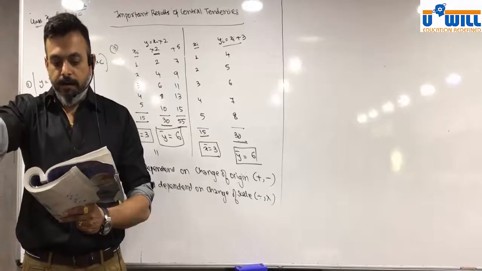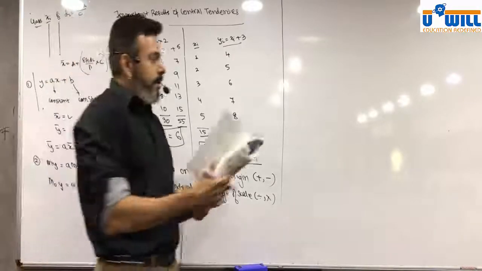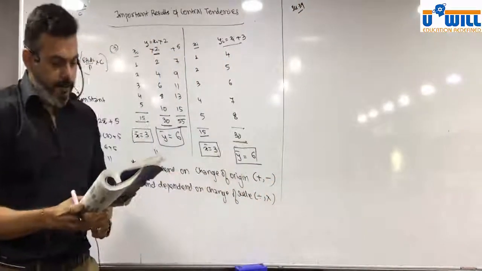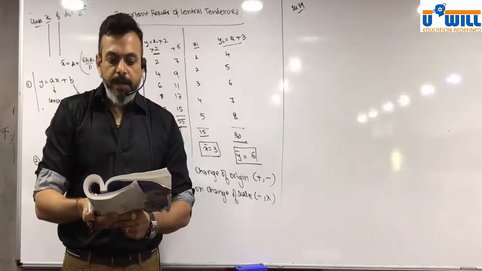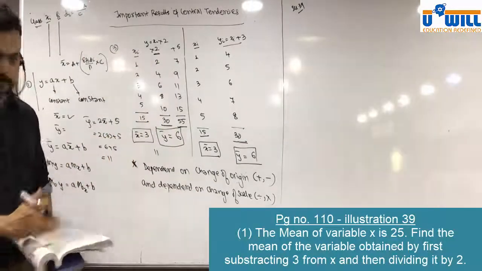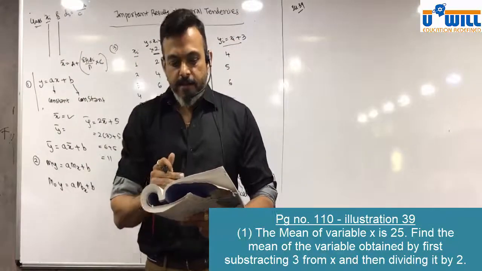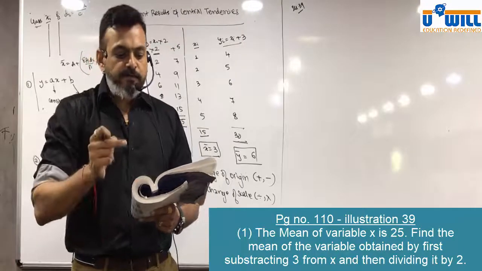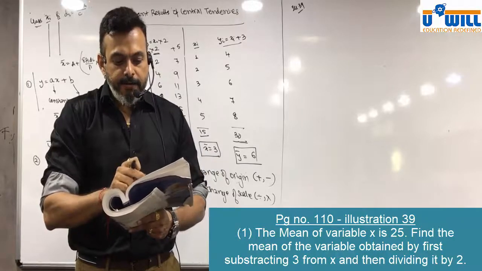Illustration 39 can come in exam. These short sums are very tricky. Now illustration 39, first one. The concept what we did will become more clear when we do the sums. The mean of variable x is 25. Find the mean of variable obtained by first subtracting 3 from x and then dividing it by 2.